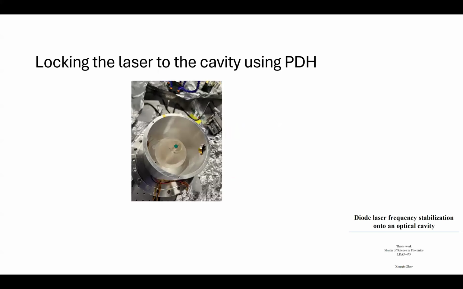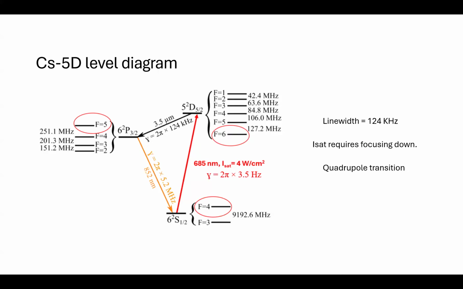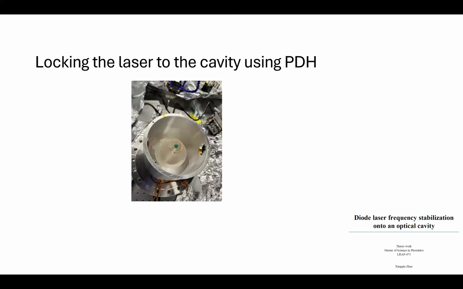So if we want to use this line, then we first need a 685 nanometer laser, which is something that you can get out of a diode laser. So we can get the lasing out, but now we first want to make the line width narrow. For making the line width narrow, we first lock it down using a cavity.